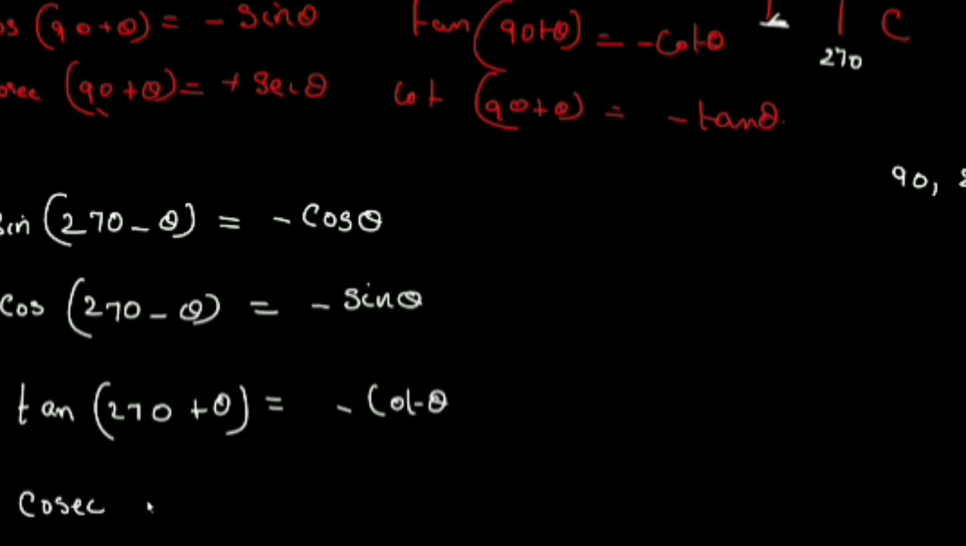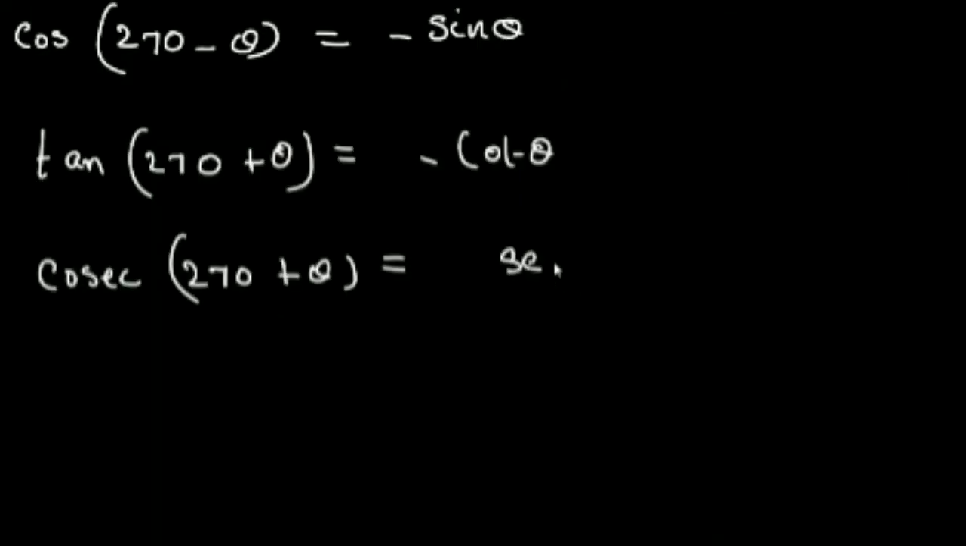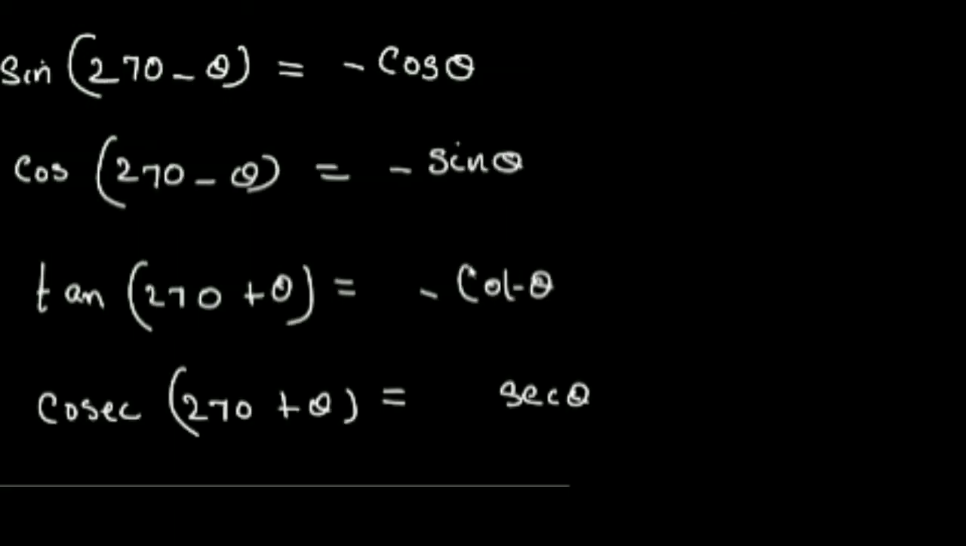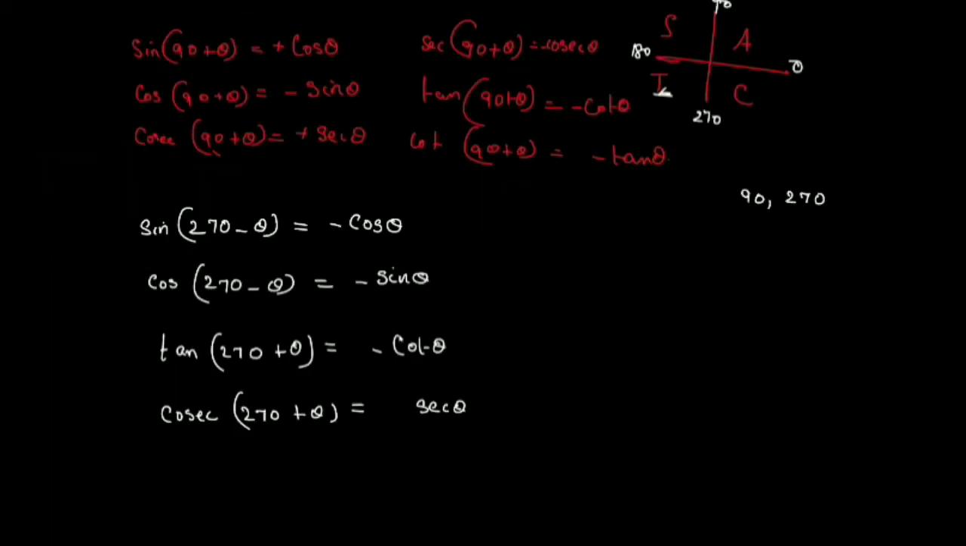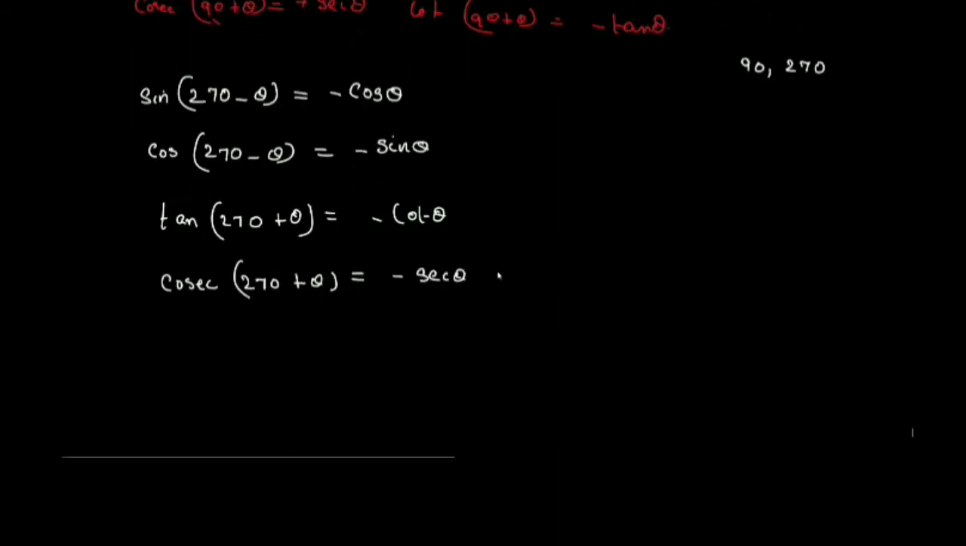Cosecant 270 plus theta. First write secant. Then you have to write the sign. Plus or minus, you should tell me. Fourth quadrant, very good. Cos and its reciprocal, secant, isn't it? Here we have cosecant. Don't look here. You have to look here only, this side, left side. Cosecant is negative. So this is about your 90 and 270.